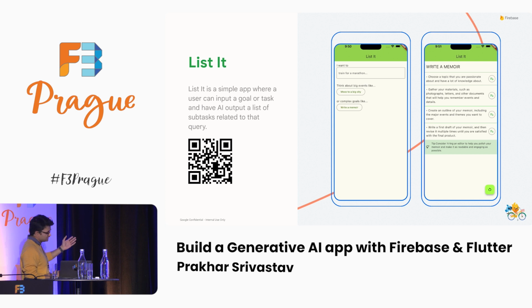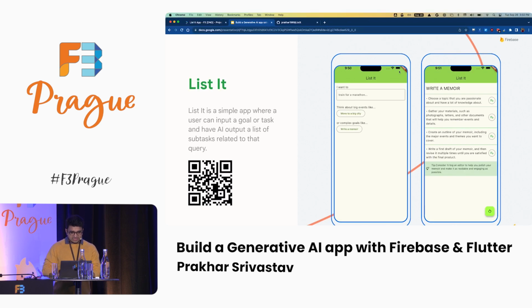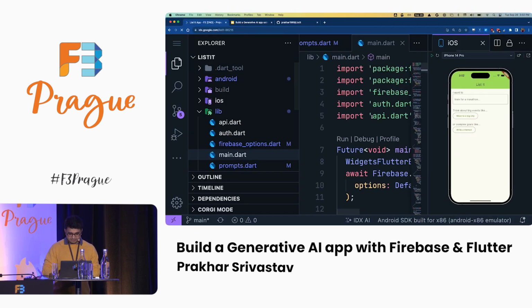So here, for example, in this app, I'm asking this super hard question of how do I start writing a memoir? A memoir is basically like a diary or an autobiography, and it gives me these subtasks. Choose a topic, gather your materials, etc. Right? And this is a nice way of breaking down a very complex problem, which is writing a memoir, into smaller problems. So let's take a quick live demo.